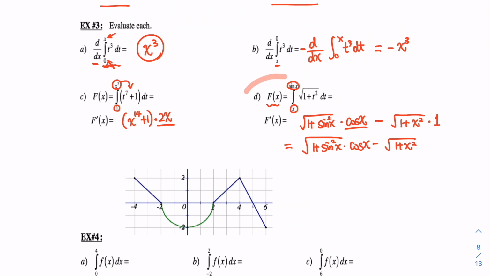So be careful when the lower boundary is not a constant and the upper boundary is a function of x. We have to use the chain rule.